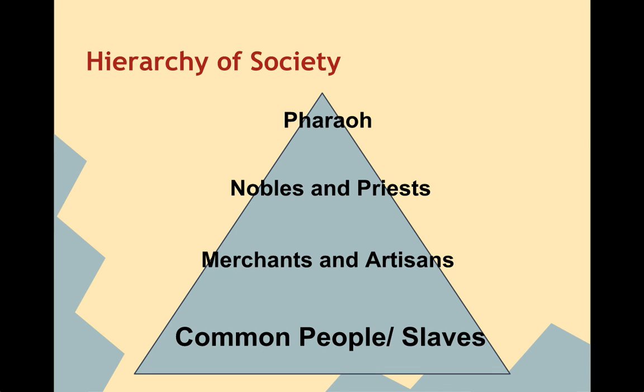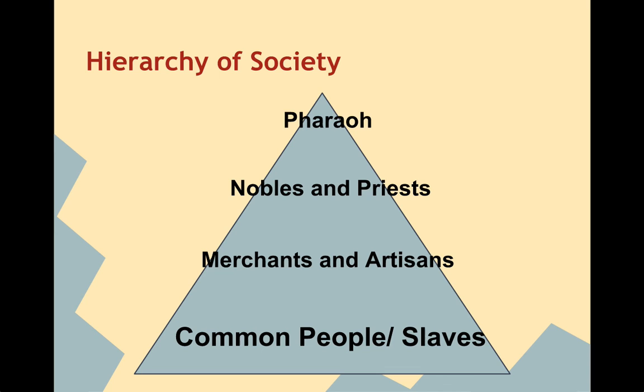So when we discuss this hierarchy of society, all of these people respect this individual, not just because they're a leader, but they also believe that they're a god. Okay? And when we talk about pharaoh, the word means god king. So nobles and priests and merchants and artisans, common people and slaves, all answer to this individual, not only in their belief, not only as a physical being, but also as a spiritual being as well.